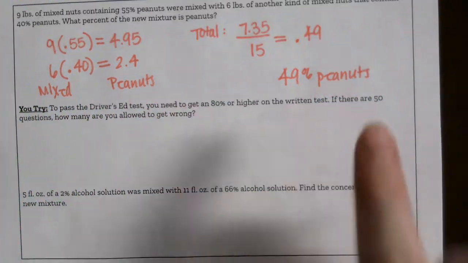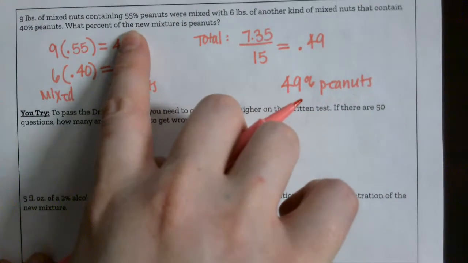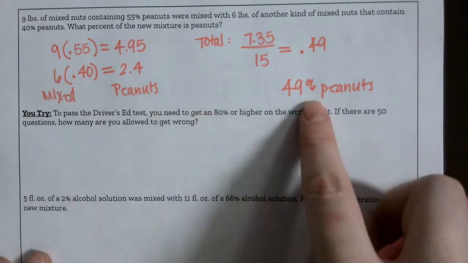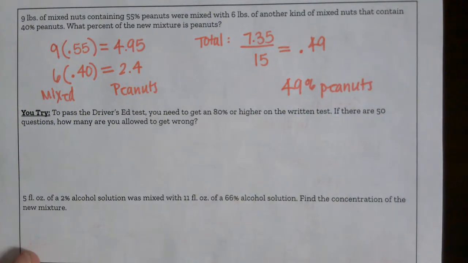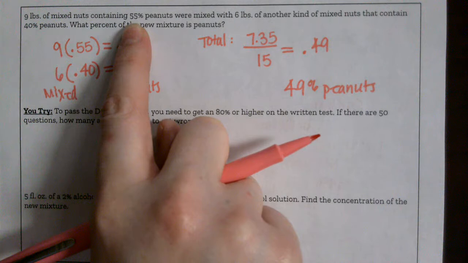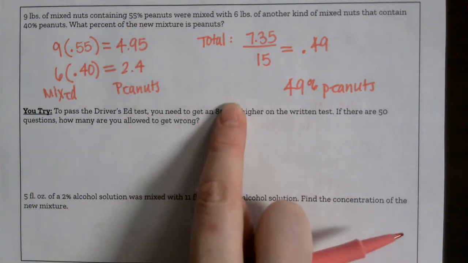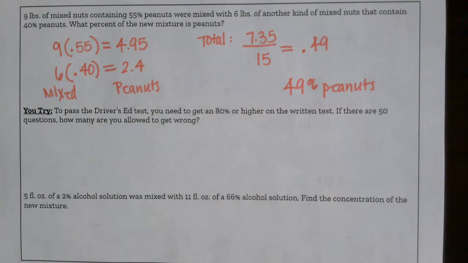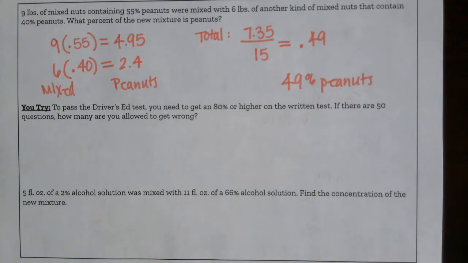Which should make sense. If we're mixing something that has 55% with something that has 40%, your new mixture should have somewhere in between. But since there was more of the 55%, it'll be skewed that way. All right, so I want you to pause it, do the next 2 problems, and then come back to see the answers.